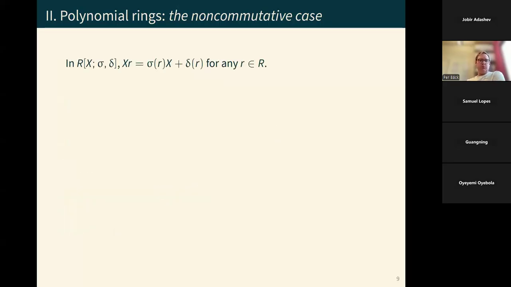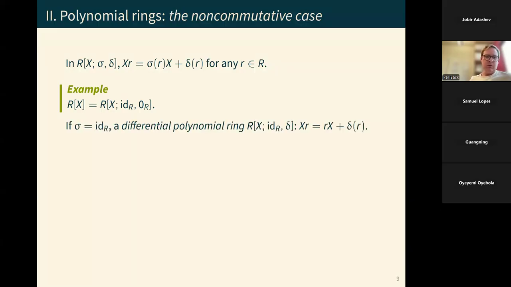Examples then. So we have this basic rule, rule number one. The first example is just the ordinary polynomial ring. That's the easiest example of an Ore extension. Something slightly more difficult is a differential polynomial ring. You keep your sigma as the identity map, and you have this delta as a derivation. Then the defining rule is that x times r is equal to rx plus delta r.